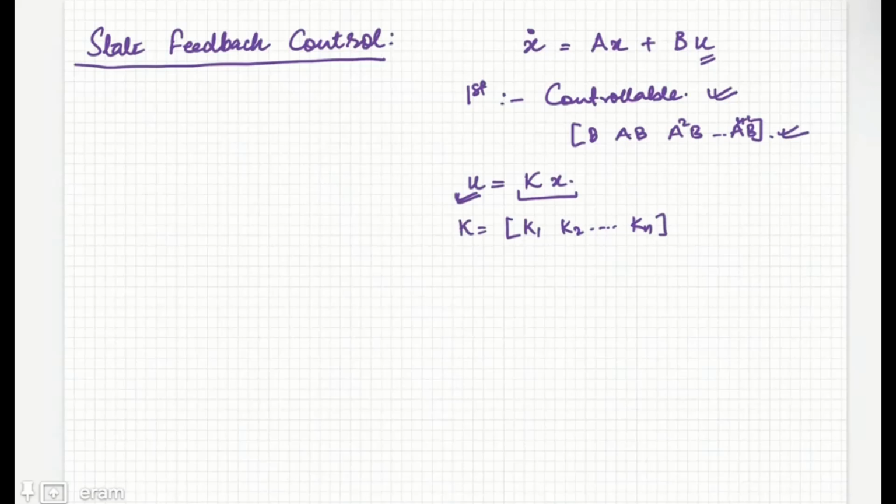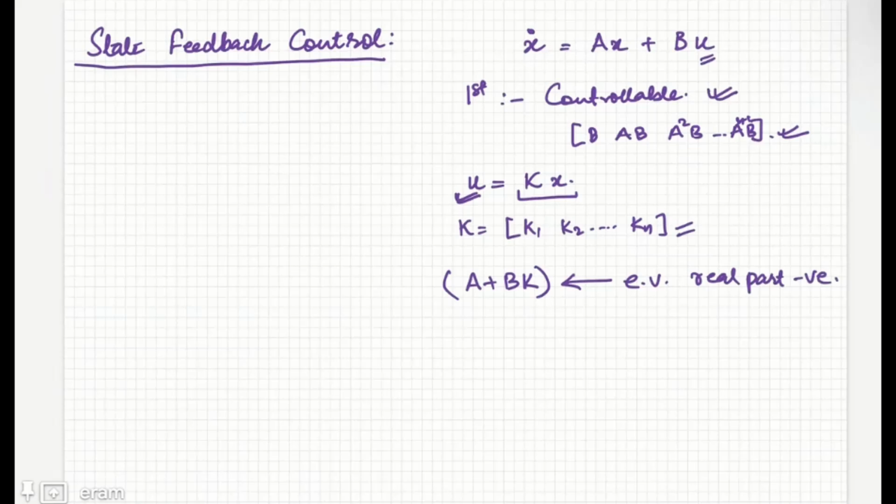Then we say that if we design this K such that A plus BK is a stable matrix, that means it has eigenvalues with real part negative, then the system can be transferred from an arbitrary initial state to the final state, which in this case is the origin.